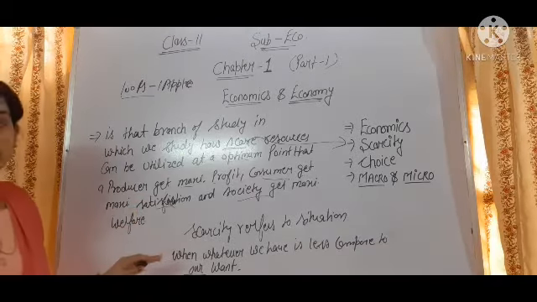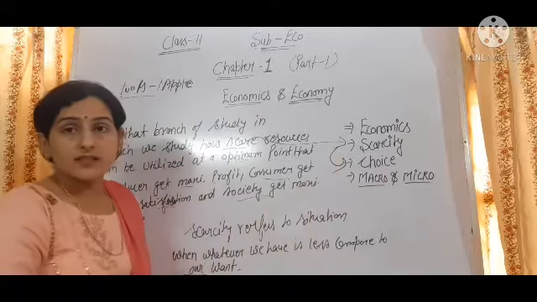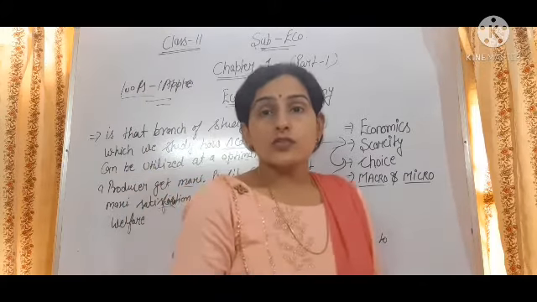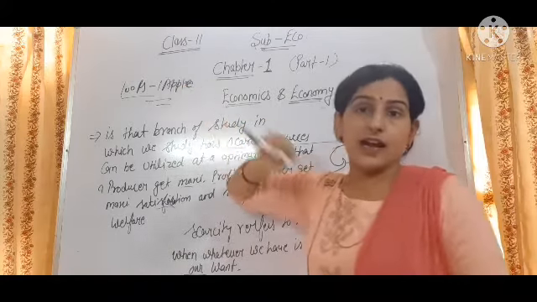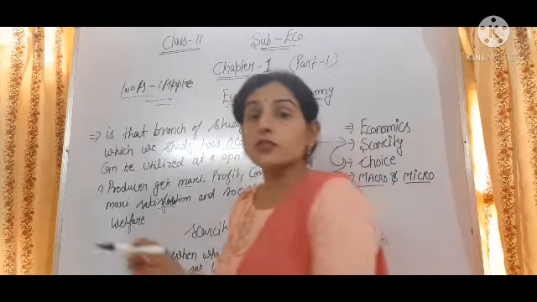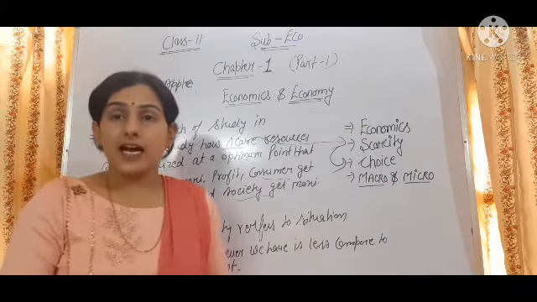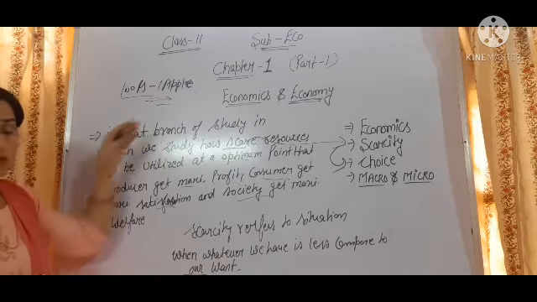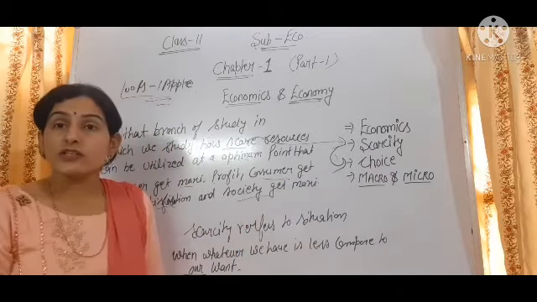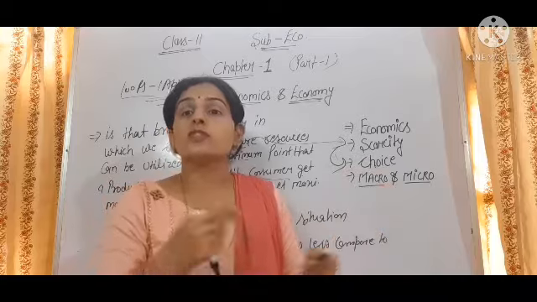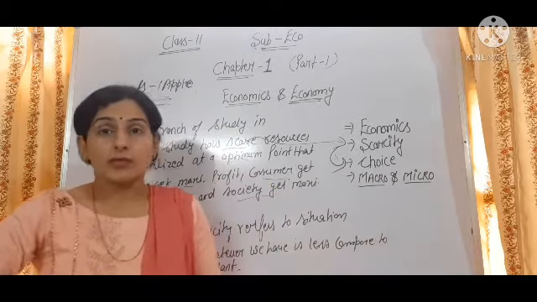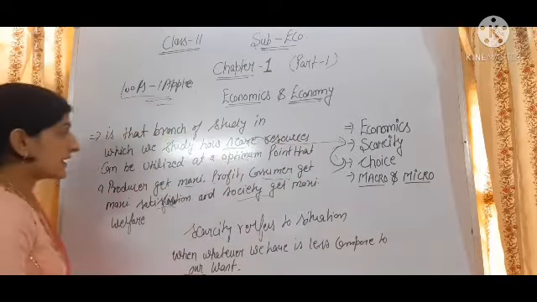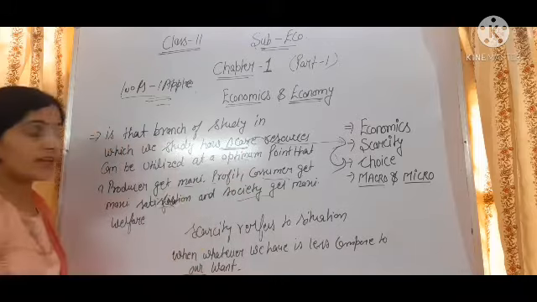What happens when there is scarcity in the resources? Then the problem of choice arises. How? As in my example, you have 100 rupees and you go to the market. Apple price is 100 rupees per kg, and orange is also 100 rupees. So you have the choice that either you can take the apple or you can take the orange. Whatever you want, you will choose that. So because of scarcity, the problem of choice also arises. Why? Because resources are scarce. And why is there scarcity? Because our wants are unlimited and we cannot satisfy all our wants.